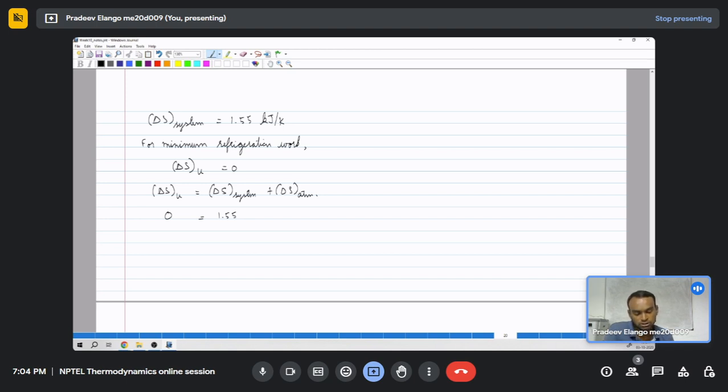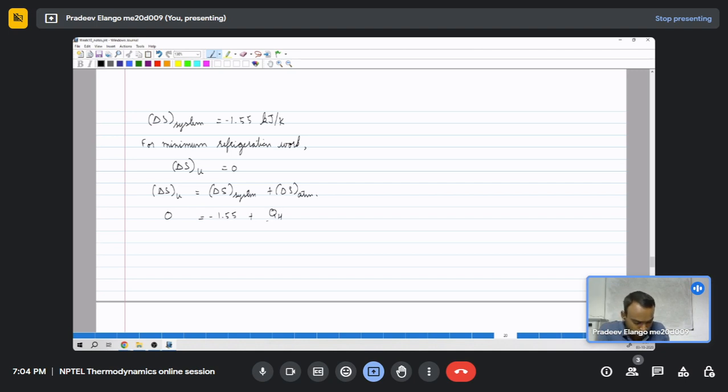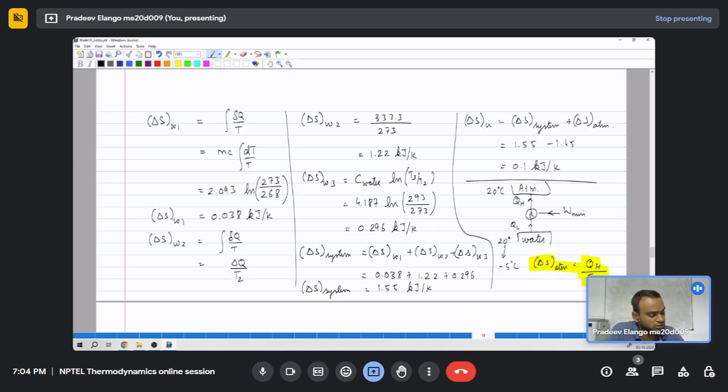And now the change in entropy of the system will be negative, because earlier we heated the ice to become water, and now we will remove the heat from the water to make ice. Then it will be negative of the same magnitude, that is minus 1.55. And for the atmosphere, we have just written an expression here. So then we have QH by T atmosphere for the refrigerator. QH can be obtained from this refrigeration cycle, we know QH is the summation of W min plus QL.